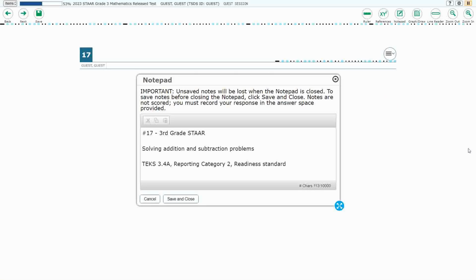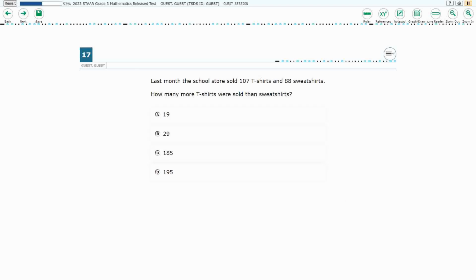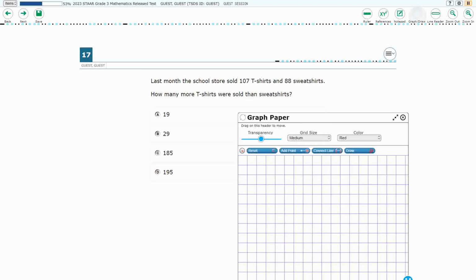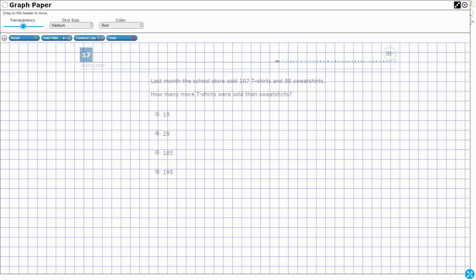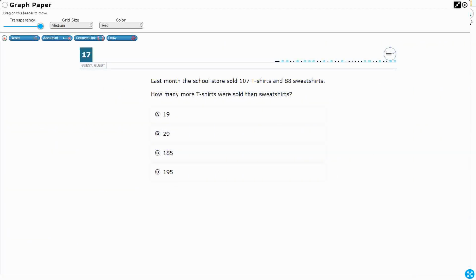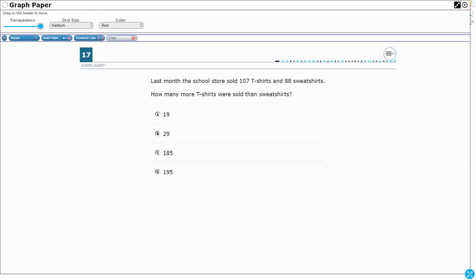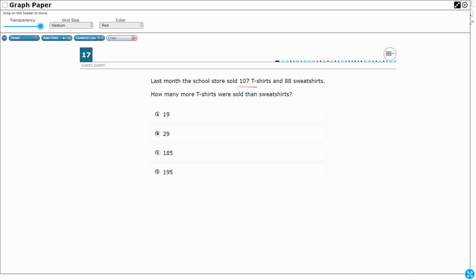For number 17, we are solving addition and subtraction problems. This is a readiness standard, TEKS 3.4a in reporting category 2. So we just have to figure out how many more t-shirts were sold than sweatshirts. So there were 107 t-shirts, 88 sweatshirts. So what we're doing here is we're comparing.